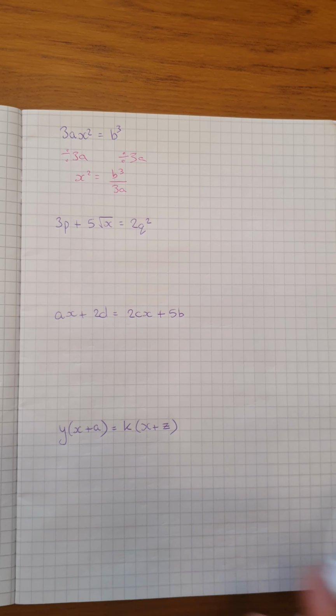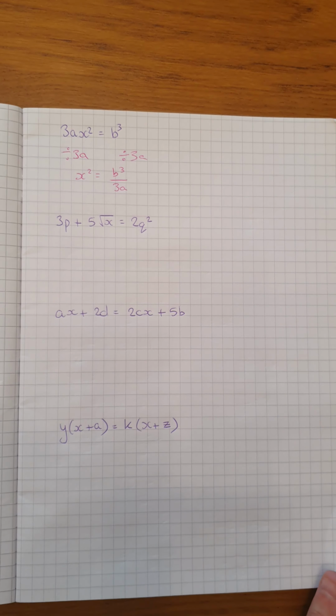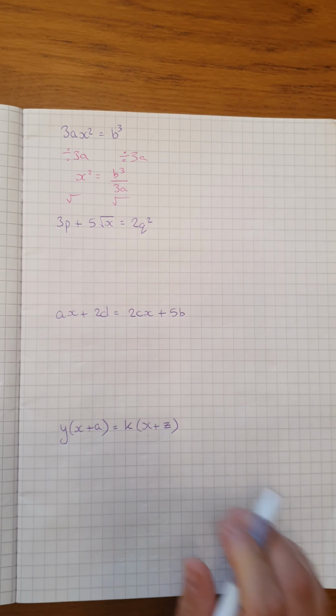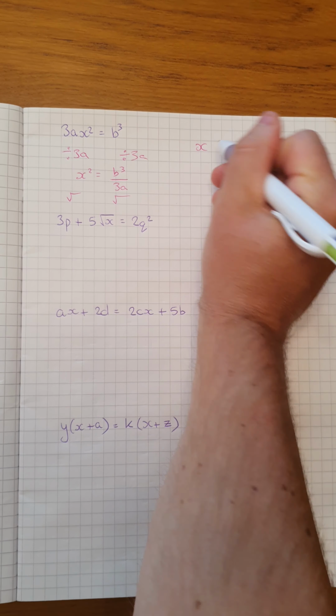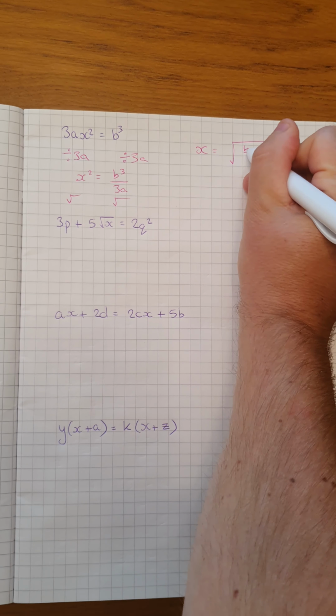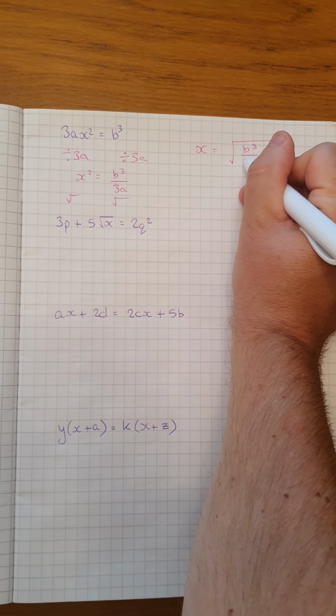So now I've got to get rid of the x squared. Well, the opposite of squaring something is square rooting something. So I'm going to square root both sides. So that would now give me x equals the square root of b cubed divided by 3a.